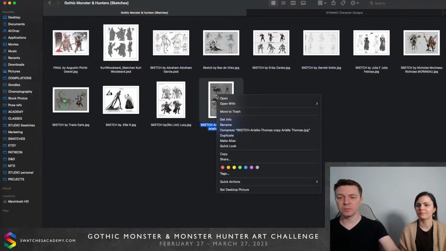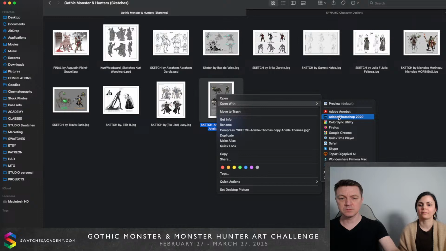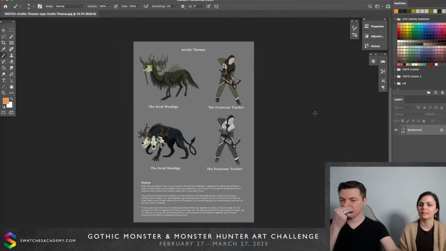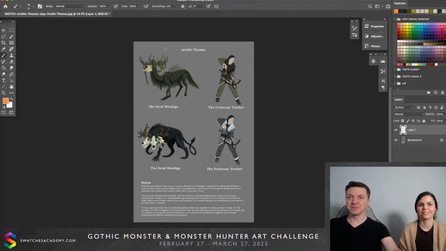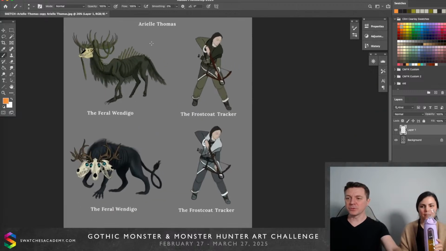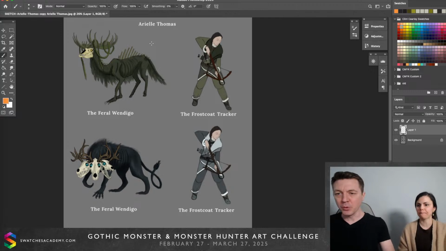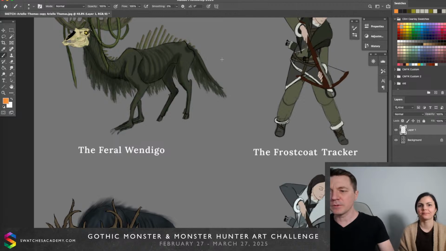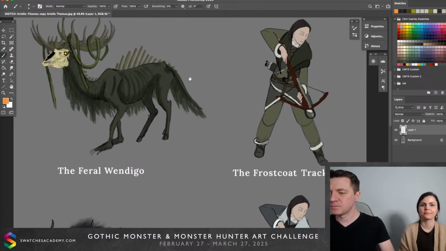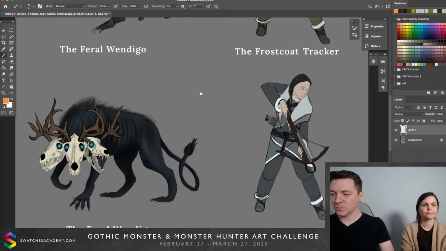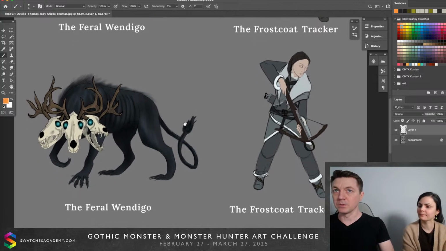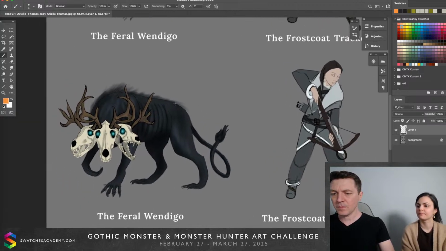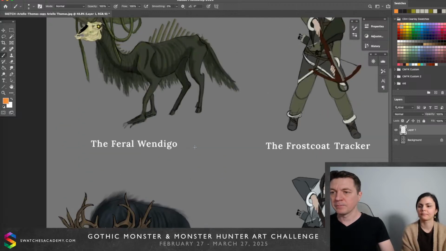Yeah, the last one we're going to be looking at is from Ariel. Ariel is here in the chat. Hey, welcome. Also doing the Feral Wendigo and Frostcoat Tracker. I think that's been the most popular in this challenge. And two variations of each here. Okay, let's start with the Wendigo. And you also had a question, so we'll make sure we touch on the question as well.